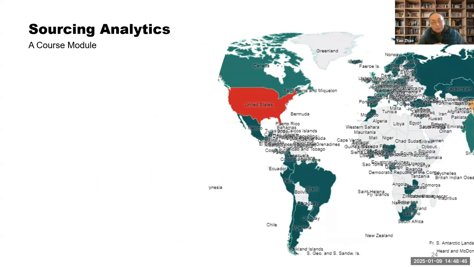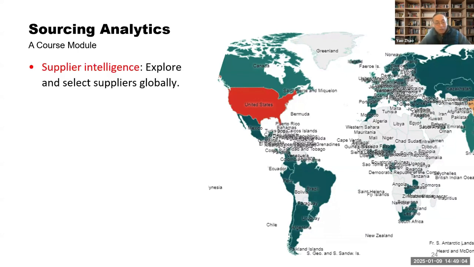To help companies improve sourcing and supply management, we developed a new course module called sourcing analytics, which combines the classic topic in sourcing and procurement with data analysis. The learning objectives are as follows. The objective, of course, is to help companies reduce the cost of goods sold without sacrificing the quality of the product and services.